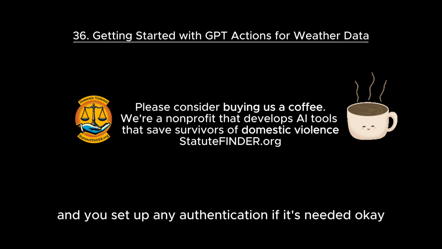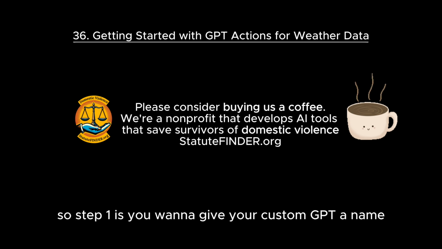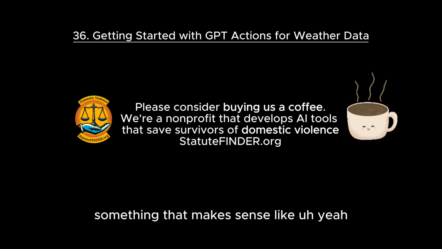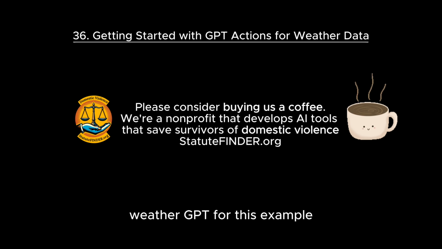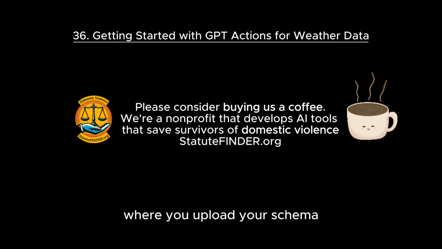if it's needed. Okay, walk me through this. Where do I start once I'm in the OpenAI platform? So step one is you want to give your custom GPT a name, something that makes sense, like Weather GPT for this example. Got it. And then I would add the OpenAPI schema. Exactly. There's a section in the platform where you upload your schema. You're essentially giving your GPT the instruction manual for how to talk to the Weather API.